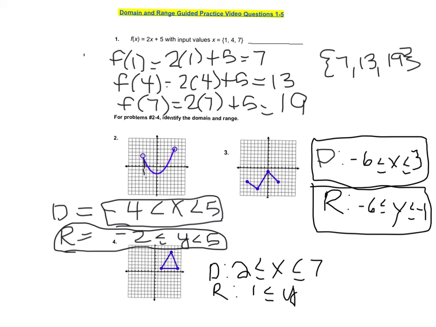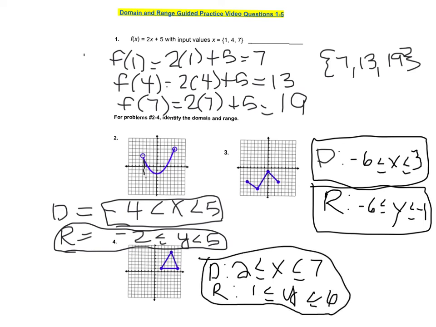And then you're going to go all the way to the top. And this is where the top of the triangle is. It's included. And then we just need to count 1, 2, 3, 4, 5, 6. And that's going to be less than or equal to 6. And that's your domain and range for this last one.